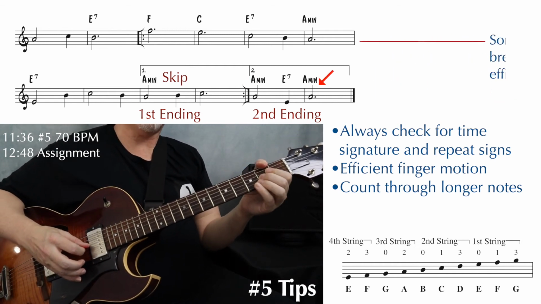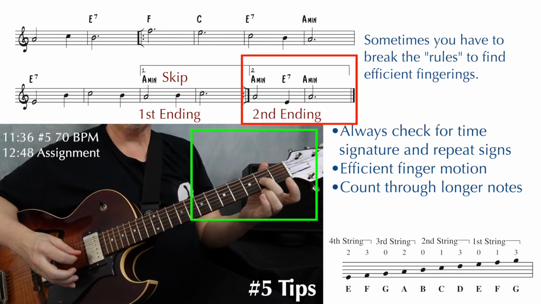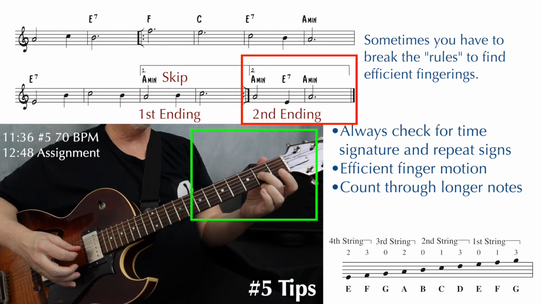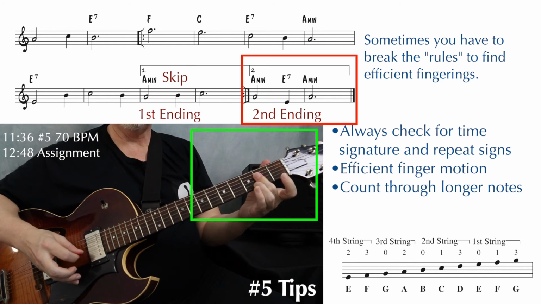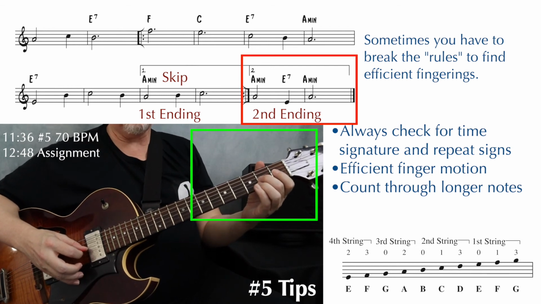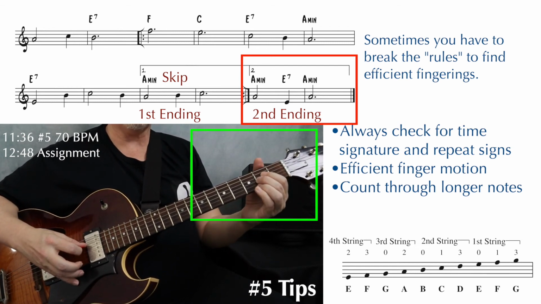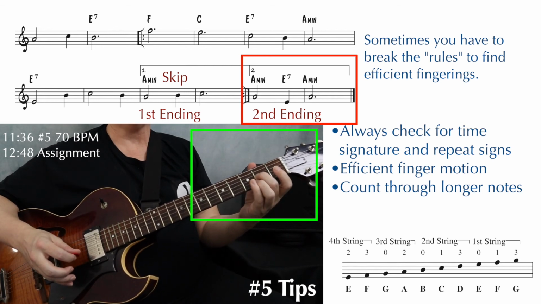And what I did in the demo, when I played the 2nd ending, I played my A with my 2nd finger. Now, I didn't have my 2nd finger covering my E. If I had been planning ahead, I would have just mashed down both strings. But what I did instead, and this is totally valid, is to play A, and then 1st finger on the E, and then back to 2nd finger on the A.